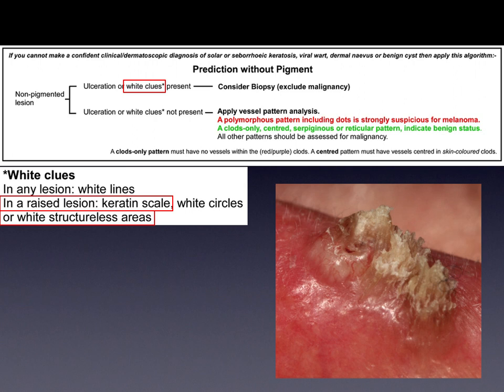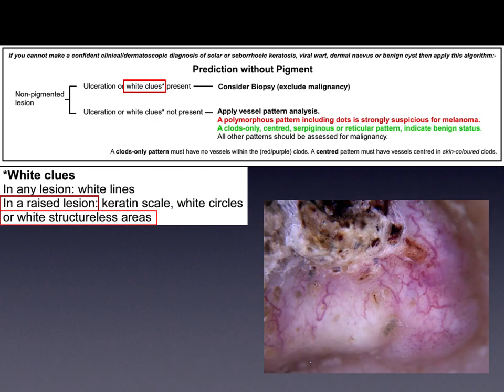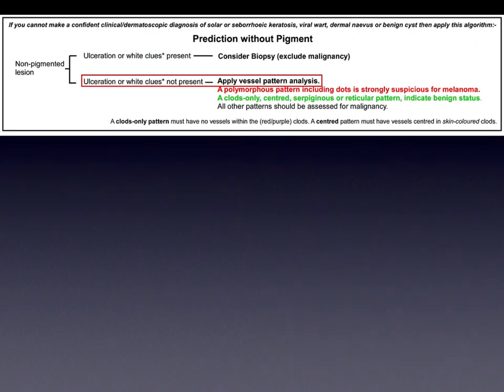And the other white clues are the keratin clues of keratin scale, white circles or white structureless areas, and these only apply to raised lesions, because flat lesions with these clues may be a solar keratosis, actinic keratosis, which may be treatable without surgery. In this case, we're seeing a raised non-pigmented lesion with surface scale and a white structureless area. In this non-pigmented lesion, we're seeing the clue of white circles. And in this keratoacanthoma, we are seeing the dermatoscopic clue of a white structureless area.